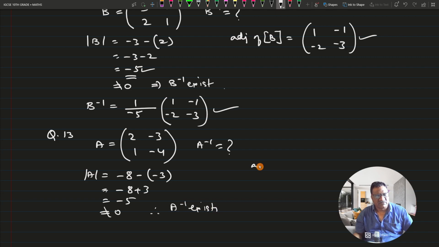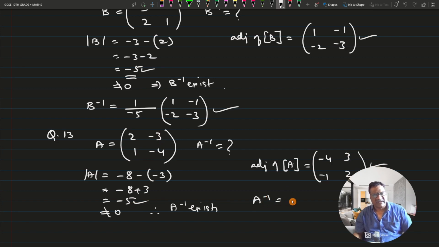Now let us try to find the adjoint of this matrix A. This will be given by swapping the positions of the elements 2 and minus 4. So this will become minus 4 and 2, and just change the sign of these two elements. So this will become 3 and minus 1. This is the adjoint, this is the determinant. So A inverse will be equal to 1 upon determinant of A, that is minus 5. So minus 1 by 5 times the adjoint, that is minus 4, 3, minus 1 and 2. This is the answer for A inverse.